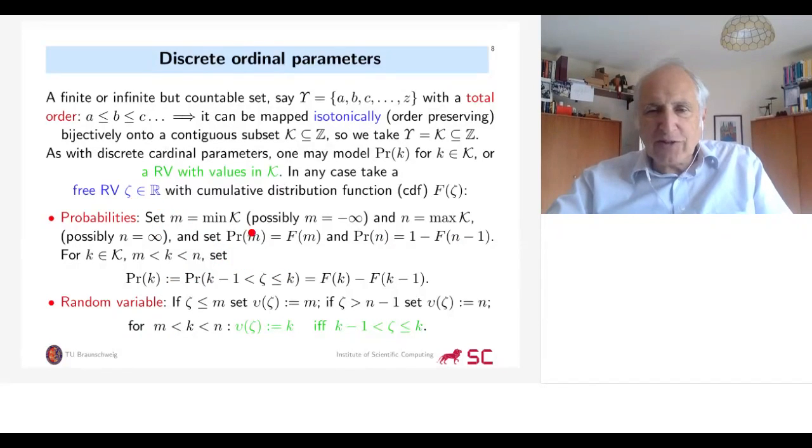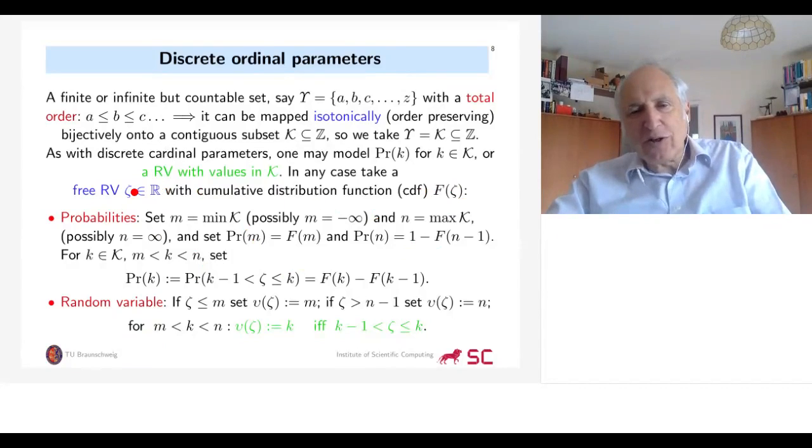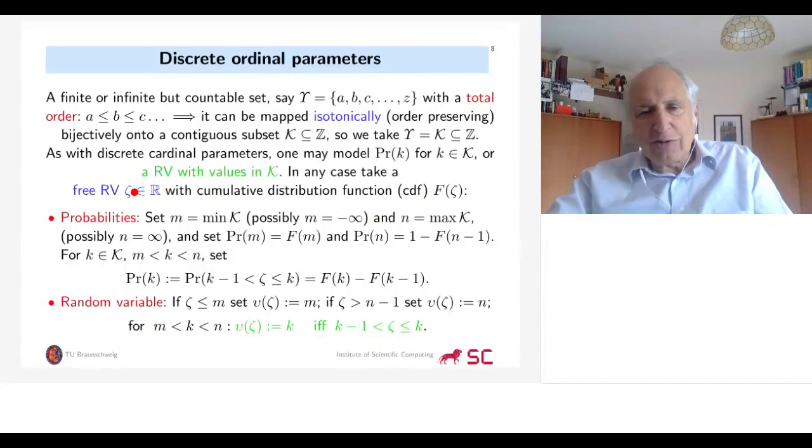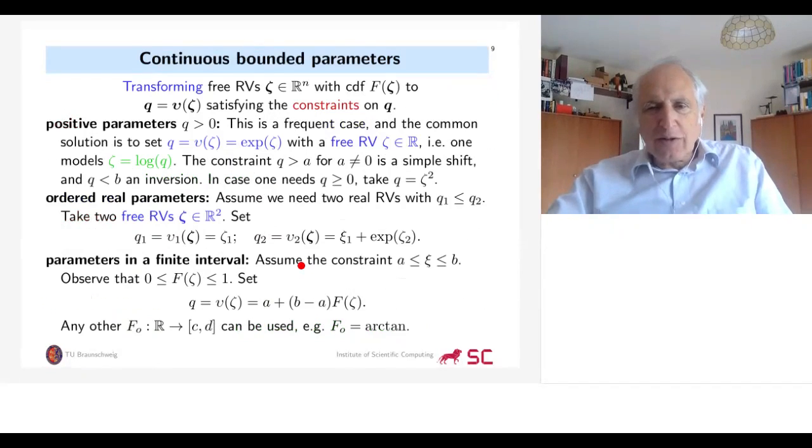And by taking some distribution function you want, you can change these probabilities and make them anything you want. And zeta again would be a function of some unit Gaussian random variable. So you give this the right probability distribution, and then you can have these discrete probabilities as you want. Good. So now let's look at the next case. These are continuous bounded parameters.